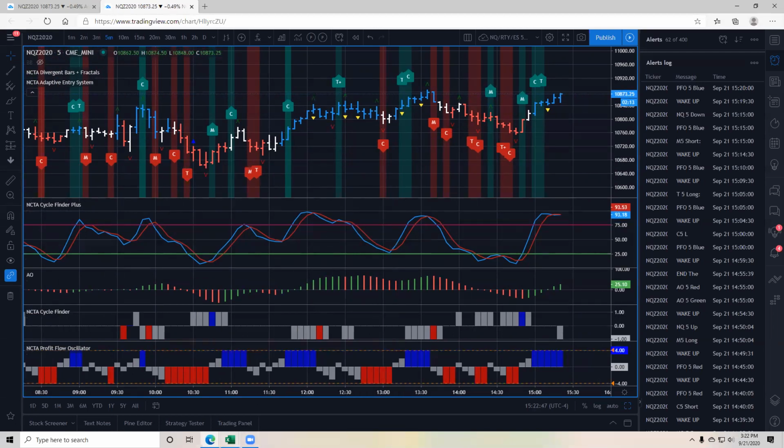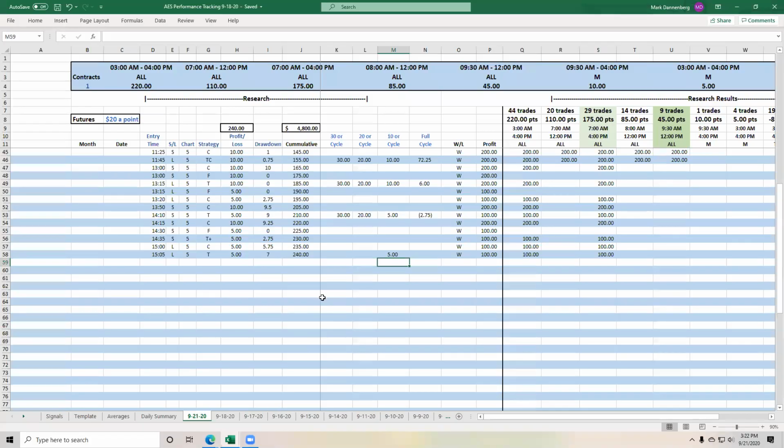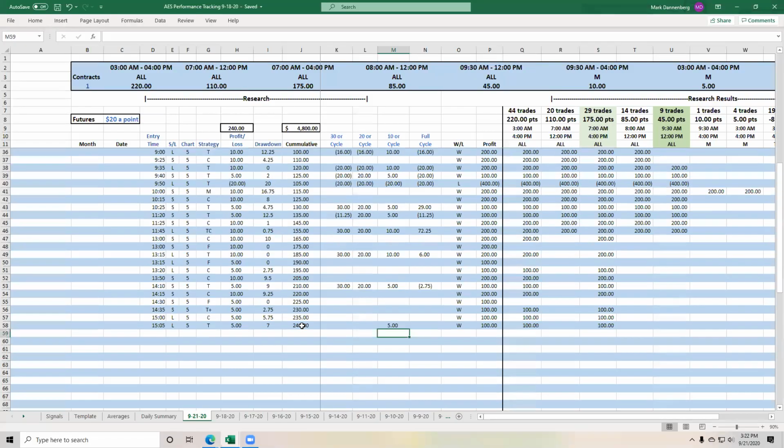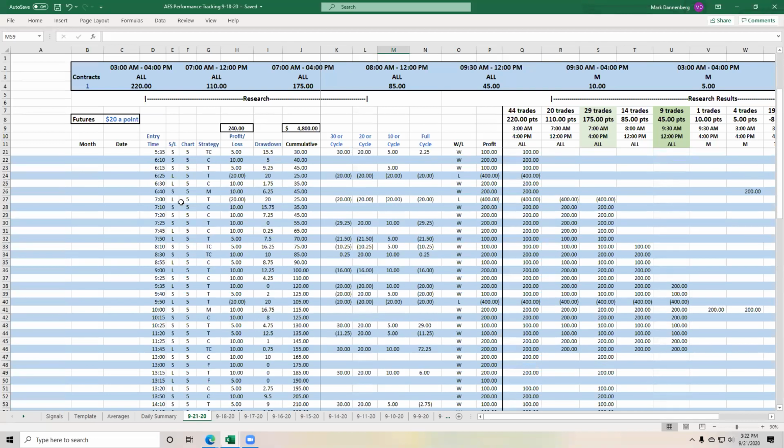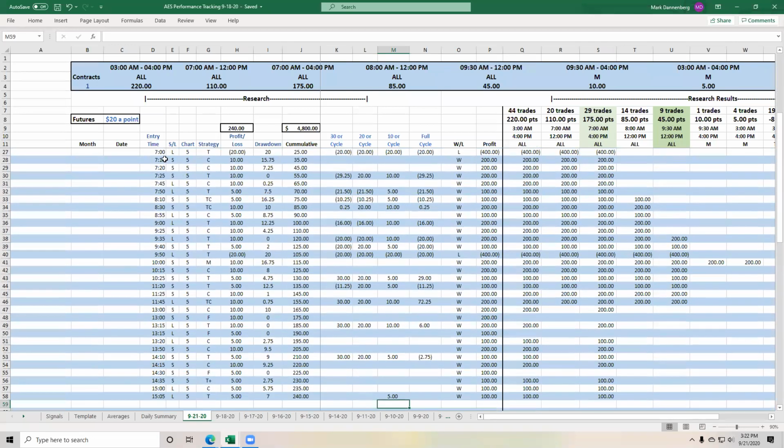Now that leads me to our tracking. So every day we take a look at all of the signals. Now I do it prior to 7 a.m. Eastern, but starting at 7 a.m. is what we really focus on. So here are all of the signals that we took today between 7 a.m. Eastern, and the last signal we took was 5 minutes after 3 Eastern. Okay, so there was 55 minutes left in the market day at that point.